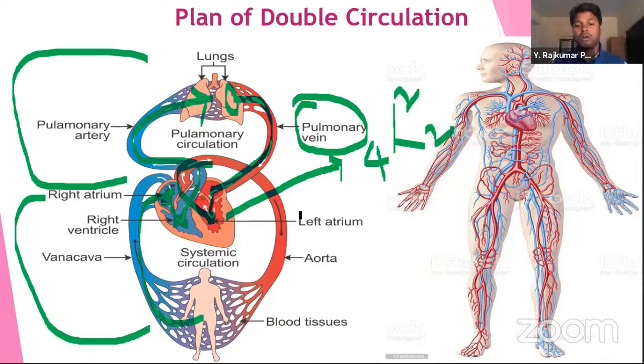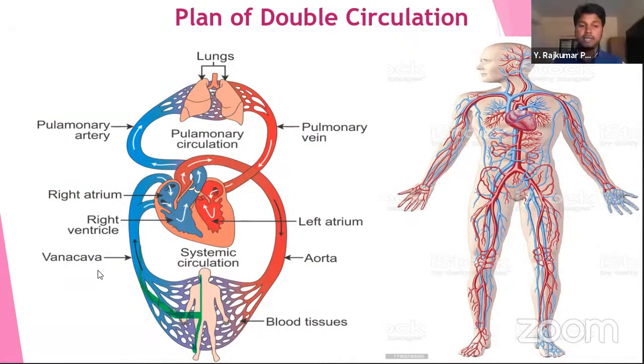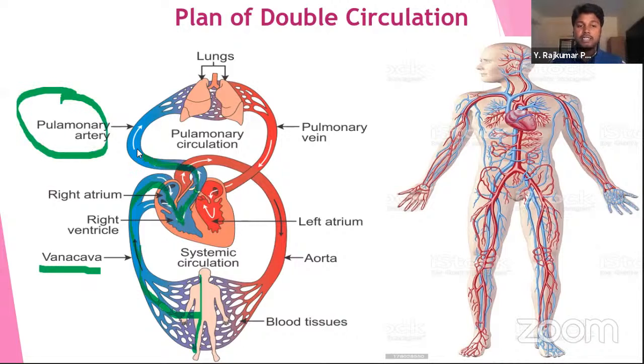Okay, so in the diagram, once again you observe the diagram, the flow of the blood. Suppose I am starting from here. So in tissues, deoxygenated blood is carried by the vena cava, the veins, and the vena cava brings the blood to the right atrium, and from right atrium it goes to the right ventricle. From right ventricle, with the help of pulmonary artery, the deoxygenated blood goes to the lungs, and in the lungs exchange of gases takes place.